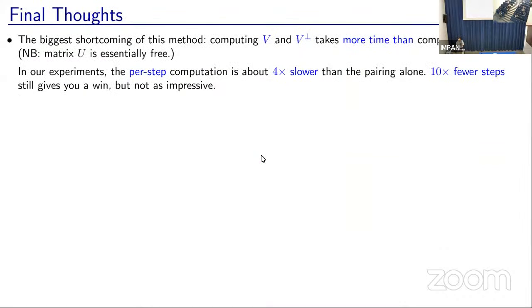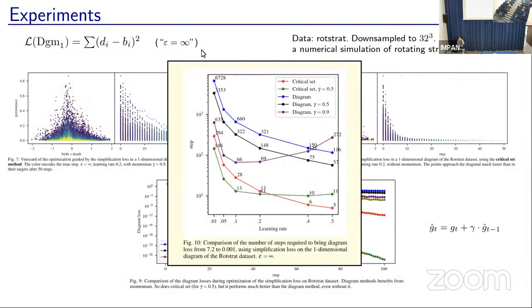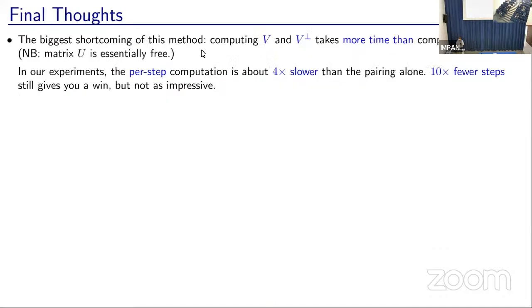Okay, so some final thoughts that need to be said. The biggest shortcoming of this method, right? In the previous slides, I showed everything in terms of number of steps, which should make you very suspicious, right? Because for full disclosure, I would be showing you running times, but I'm showing you steps. The reason is that to compute the critical set, you have to compute these matrices B and B-bot, which requires more time than just the matrix R. But it's not that much. Matrix U is essentially free because you're just recording what operations you were doing in the other matrices. In the experiments that I was showing, the amount of time taken per step is about 4 times slower. So with 10 times fewer steps, you're still winning, but it's not quite as impressive.